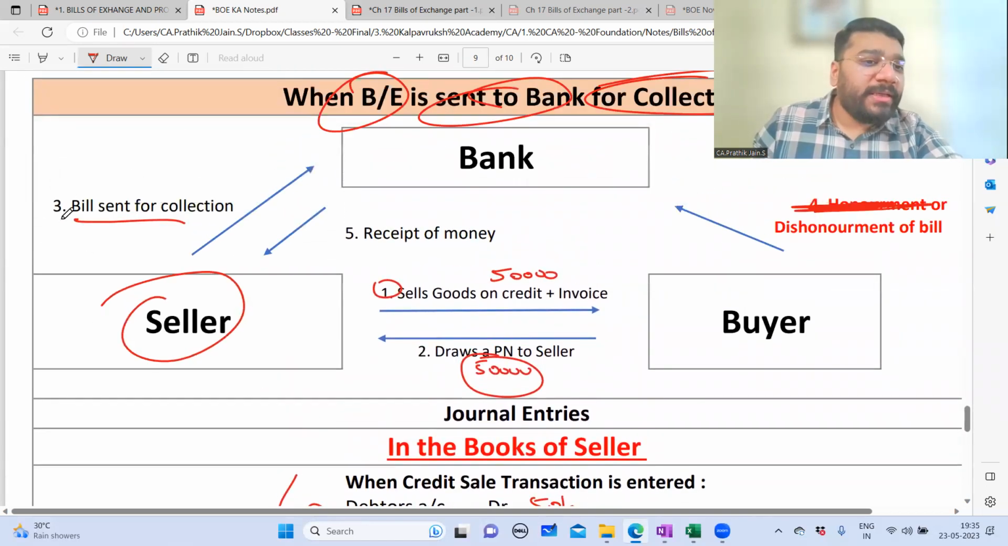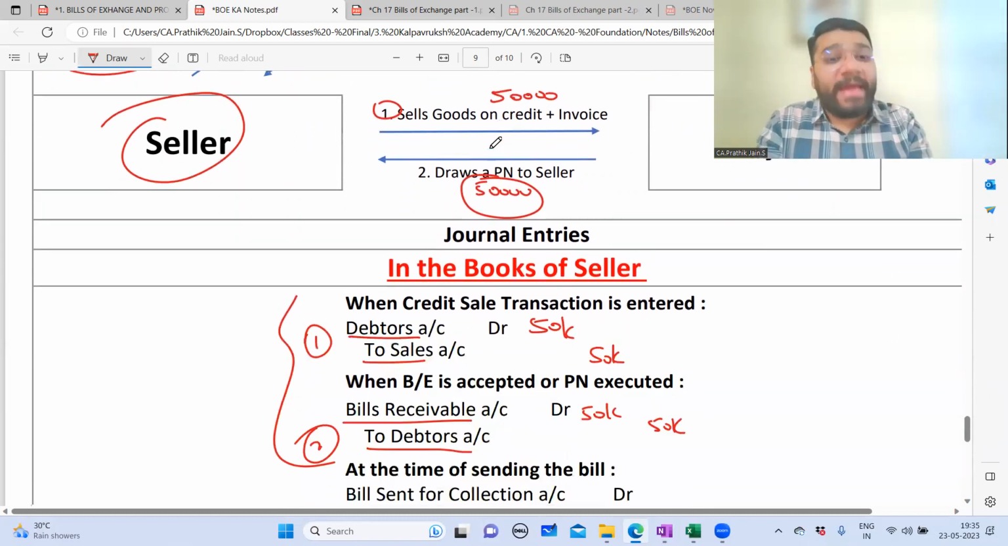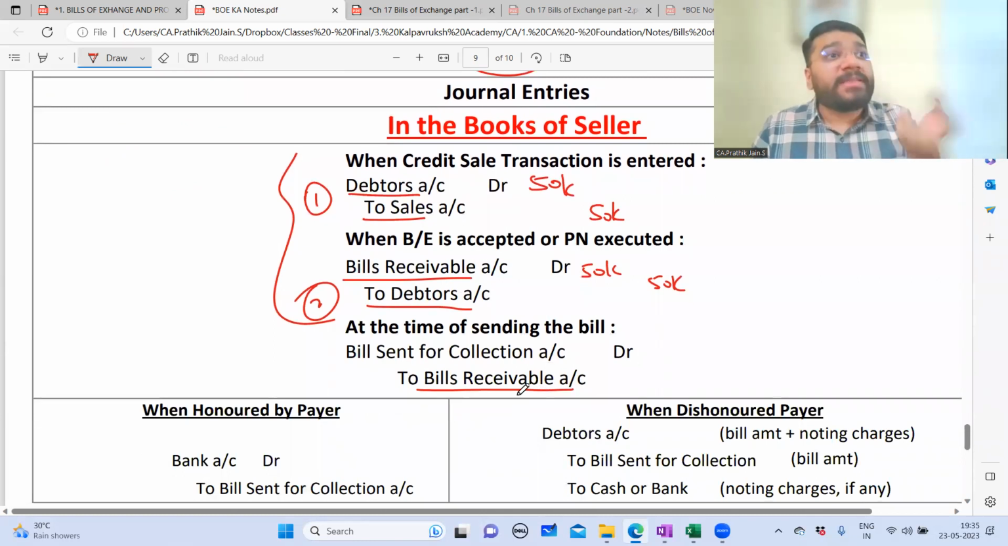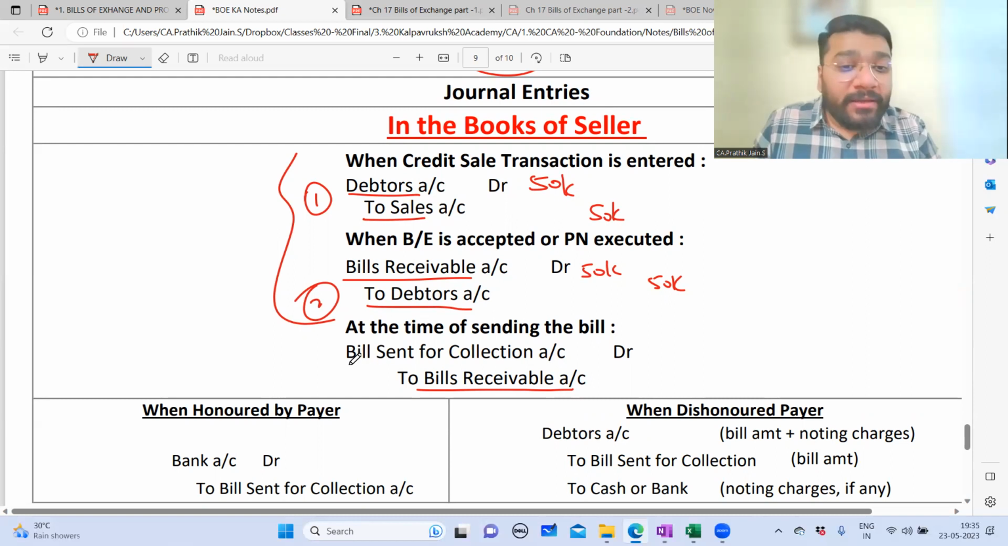Third transaction, what is happening? The seller is sending the bill for collection to the banker. So bills receivable is going out of my hand. So to bills receivable, credit what goes out. And this money we are supposed to receive from the banker. So if you debit bank, it means the money has come to my bank account. That will be wrong. So we learned that instead of bank, we'll create a new account called bill sent for collection. So bill sent for collection account, debit to bills receivable. This is the third entry.